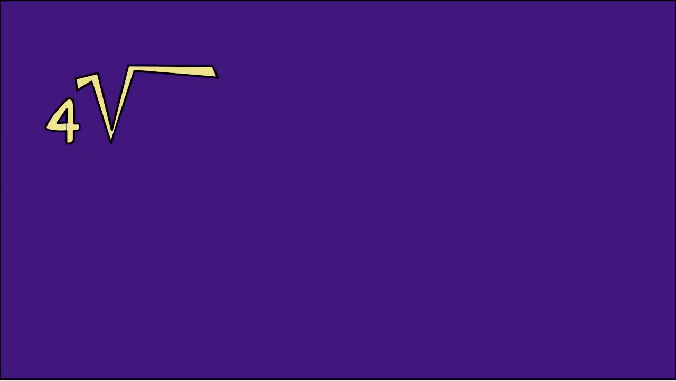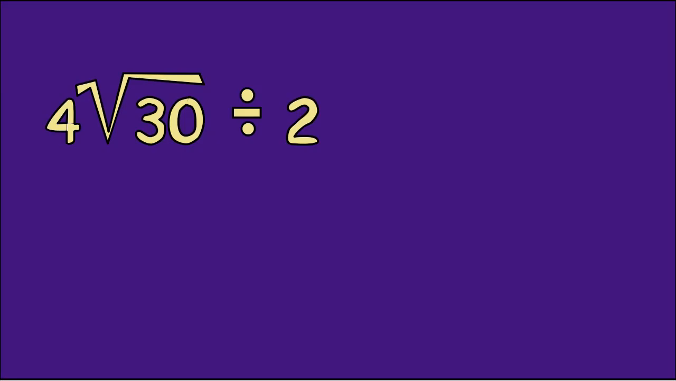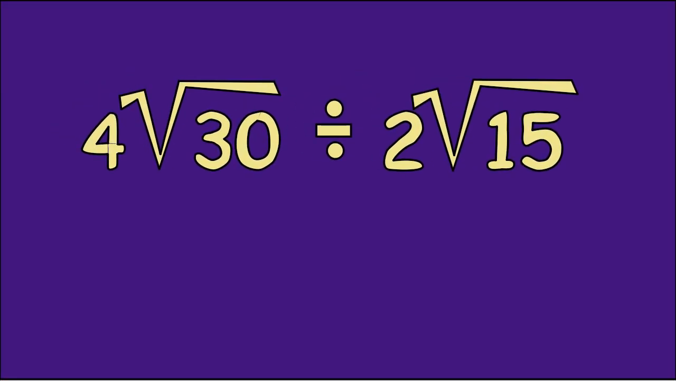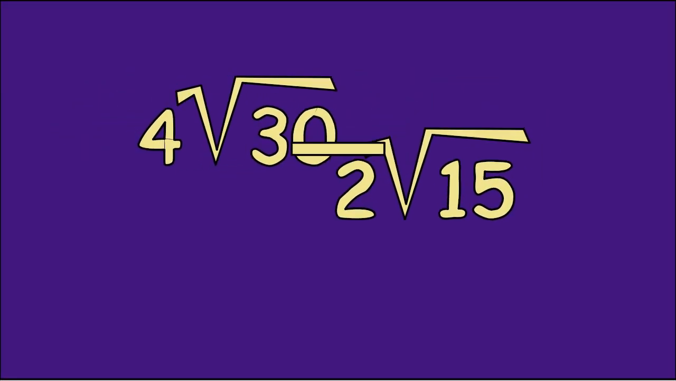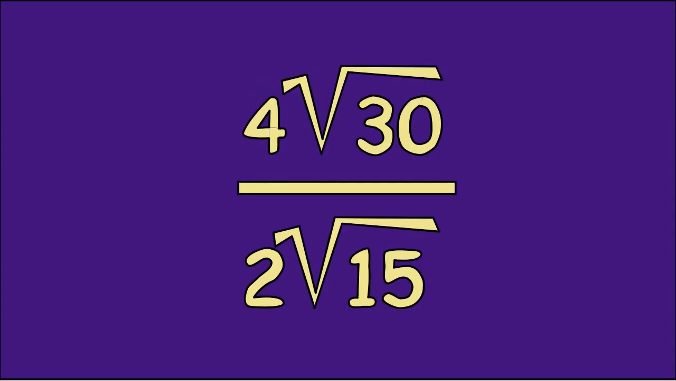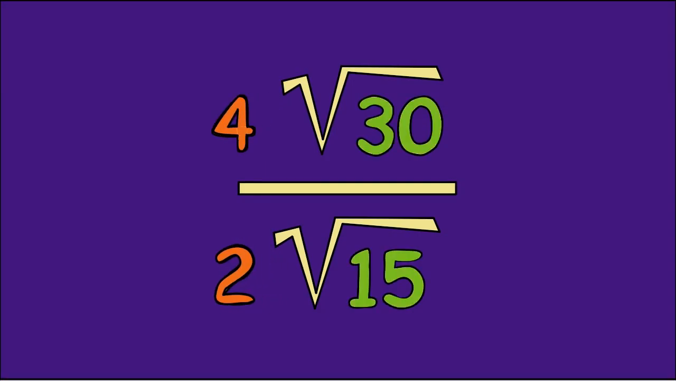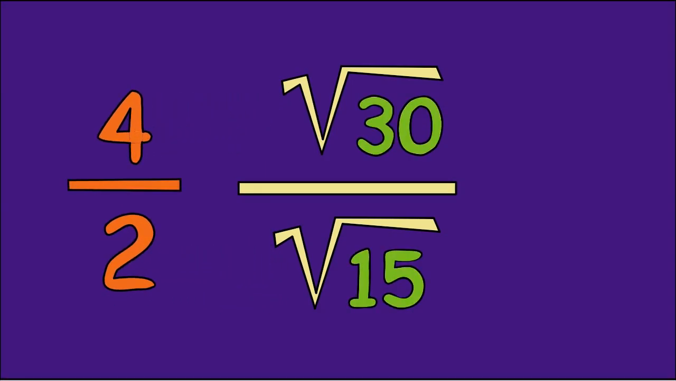Let's start with 4 square root of 30 divided by 2 square root of 15. First, make it into a fraction: 4 square root of 30 over 2 square root of 15. Next, separate the outside numbers from the inside numbers to get 4 over 2 times the square root of 30 over the square root of 15.